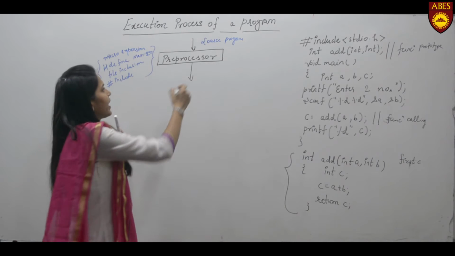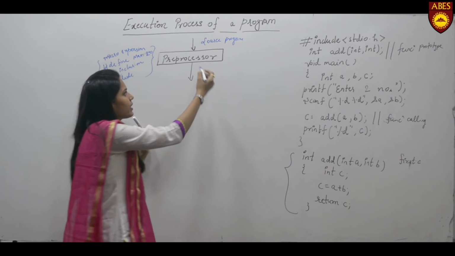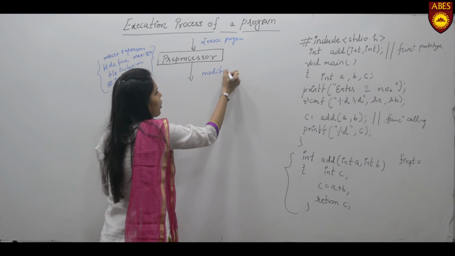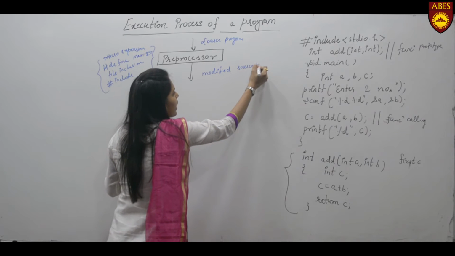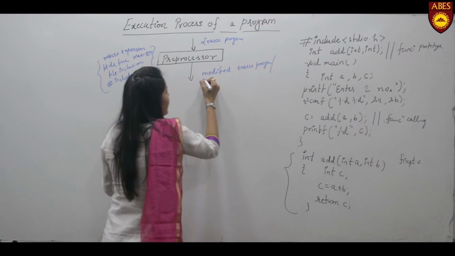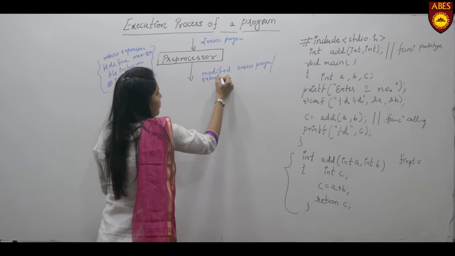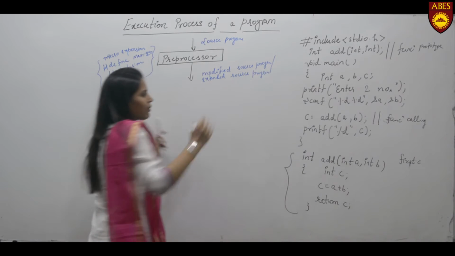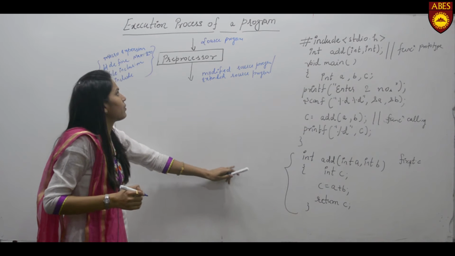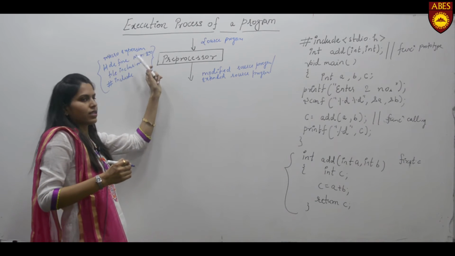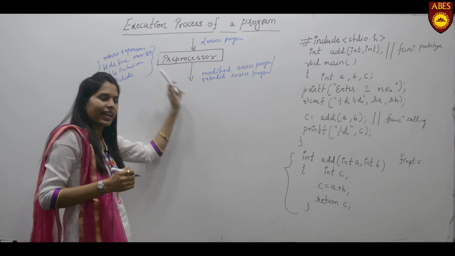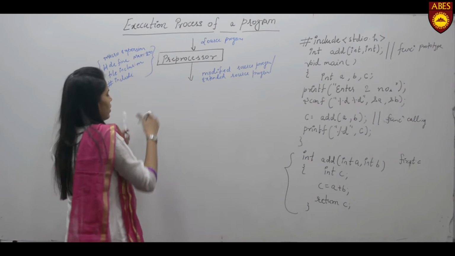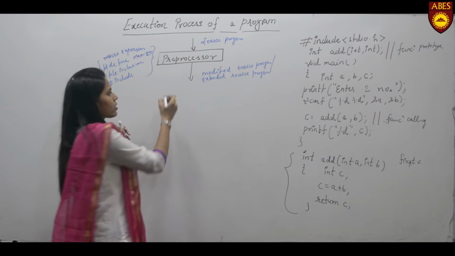So we have the input source program, then after preprocessing we will get the modified source program, or we can say extended source program. Means our source program has been modified with the hash define substituted values, and all the header files are included in our program. So the preprocessor output is the modified source program. Okay. The next phase of the compilation process is the compiler.